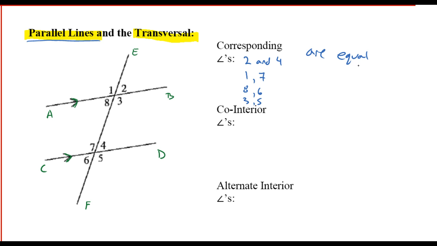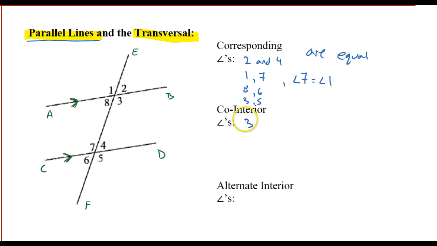In other words, angle 7 equals angle 1, and angle 6 is going to equal angle 8. Okay, let's go on to co-interior angles. Co-interior angles are both on the same side of the transversal, but on the inside of the parallel lines. Let me give you an example here.